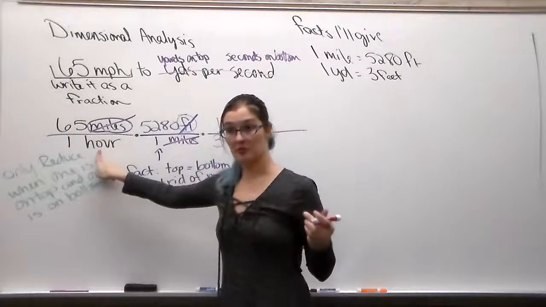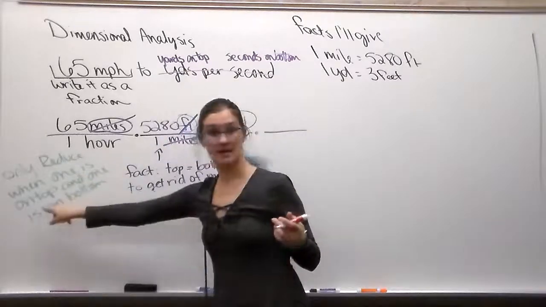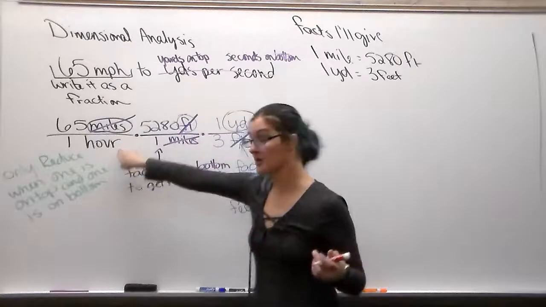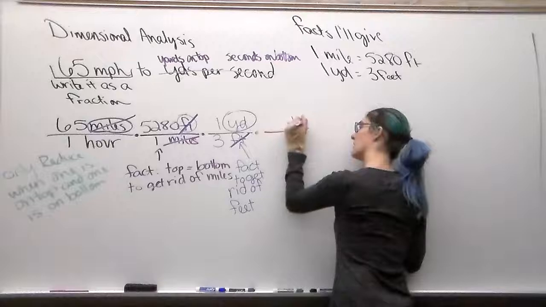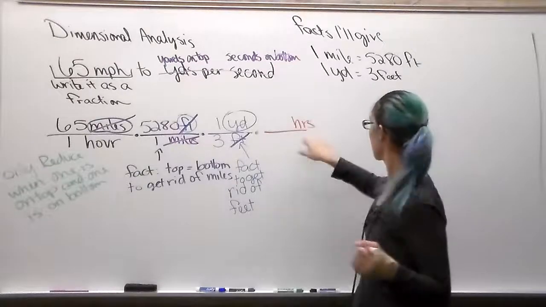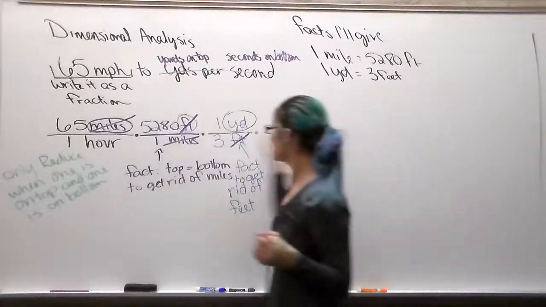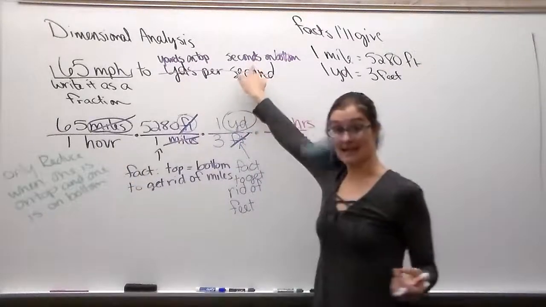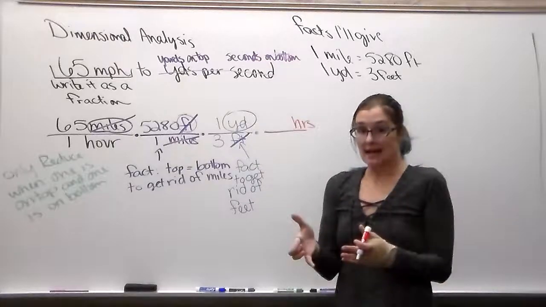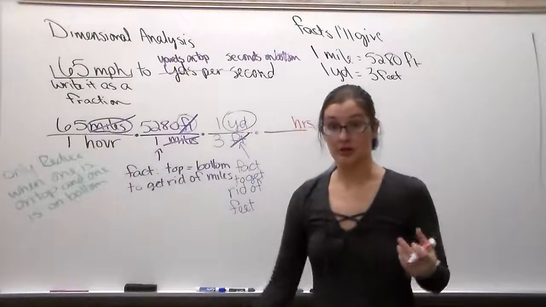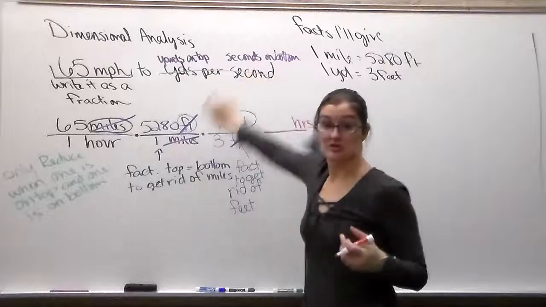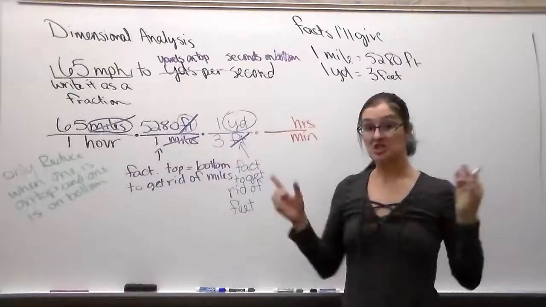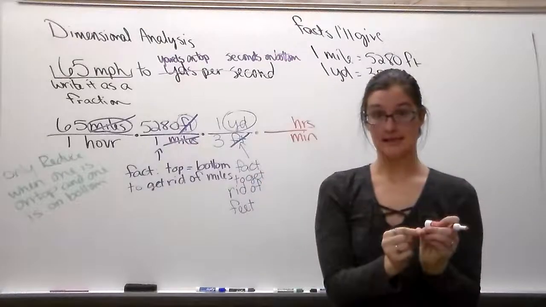If hours are on bottom, remember you can only reduce when one is on top and one is on bottom. So if hours are on bottom, my new hours needs to be on top. Okay? So if I have hours, I need some sort of fact that can get rid of hours. But I need to go closer to seconds. So I don't want to go from hours to days, or from hours to months, or from hours to years. I want to go closer to seconds. So I'm going to go from hours to minutes, because we should know a fact that concerns hours to minutes.